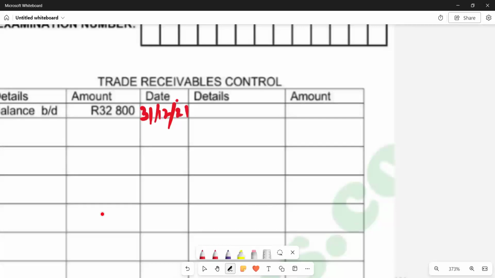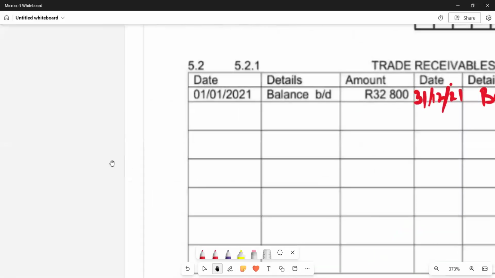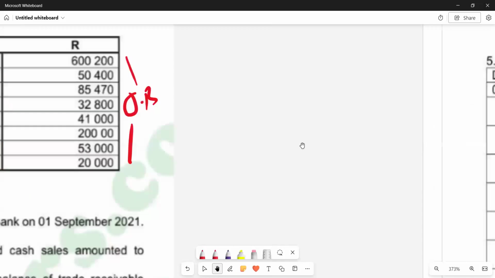We'll just say 21. Then all the details we are saying bank, and the amount that we have is 743,306. So this is what we have. And then we check other information that we have in the question that might apply in the trade receivables control.